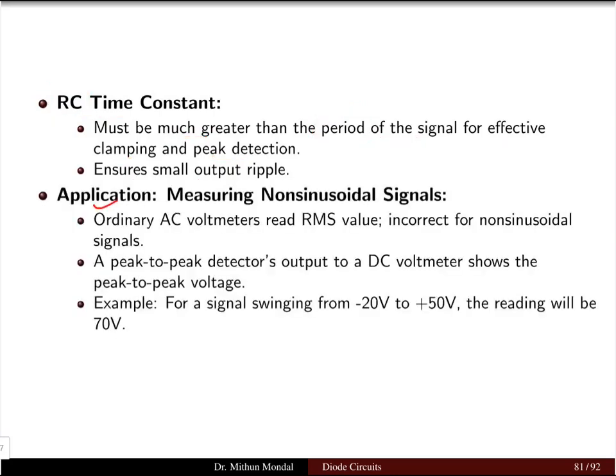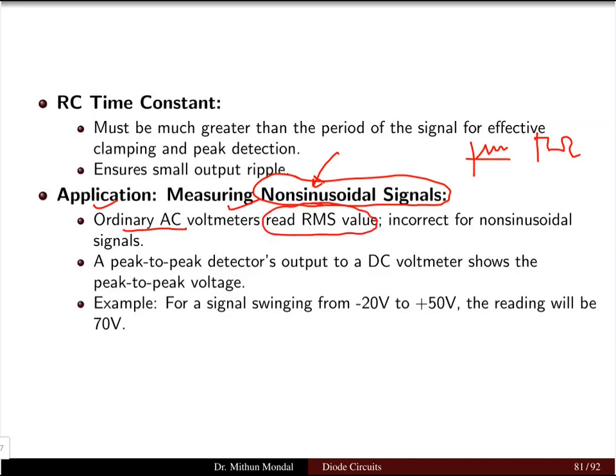If we talk about the application of these types of circuits, it is used for measuring non-sinusoidal signals. Measuring a sinusoidal signal is easy with the help of voltmeters and ammeters. But if you are measuring non-sinusoidal signals, which may be in the form of triangular or sawtooth waves, then the ordinary AC voltmeter, which is basically reading the RMS value of the signal, will be incorrect for a non-sinusoidal signal.